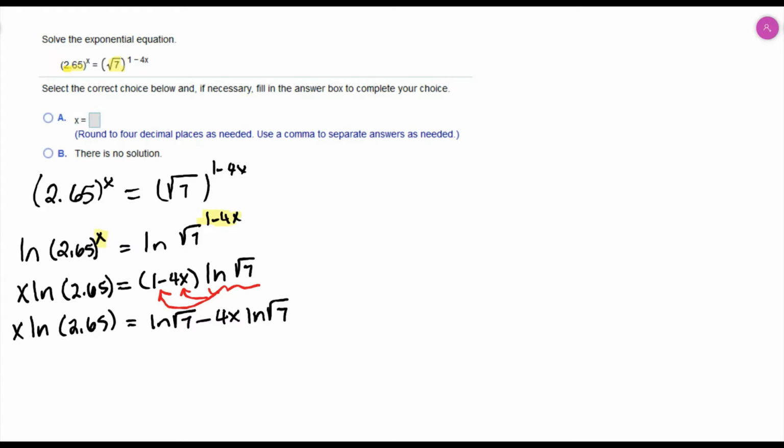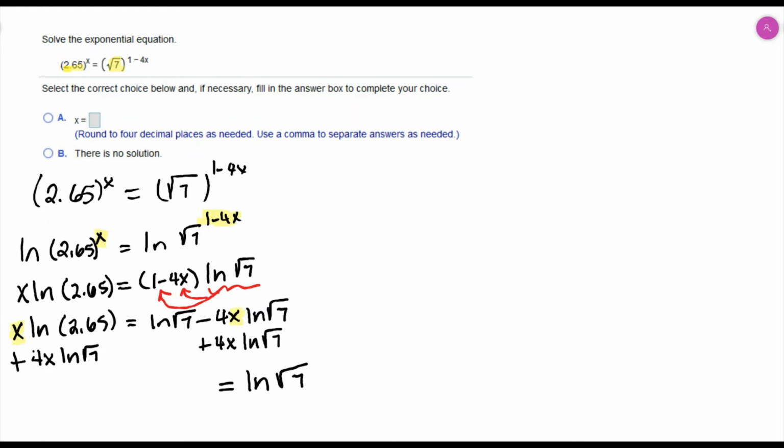So now I notice that I've got an x in this term and an x in this term. In order to get x by itself, I need to have all the x's together first. So I want to move this term negative 4x natural log square root 7 to the other side of the equation. So I'm adding that to both sides. So it cancels out from the right-hand side. The only thing left on the right will be natural log square root of 7.